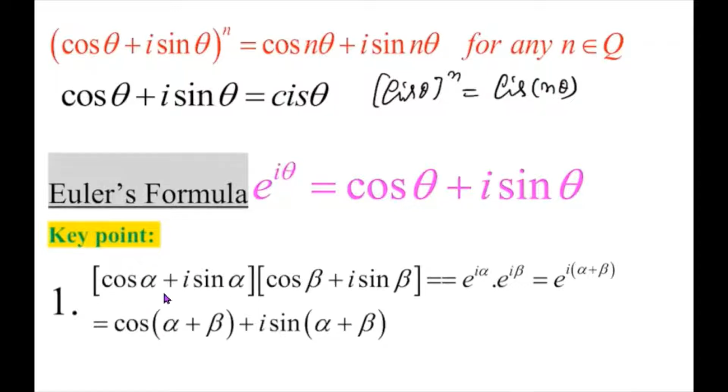When you have the product of two complex numbers in the cis theta form, that is (cos alpha plus i sin alpha) into (cos beta plus i sin beta), that can be written as e power i alpha, using this Euler's formula, times e power i beta. When the bases are the same, add the powers, you get e power i times (alpha plus beta). Again, using Euler's formula, you get this as cos of (alpha plus beta) plus i times sin of (alpha plus beta).